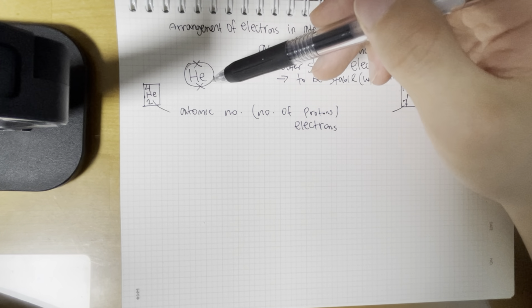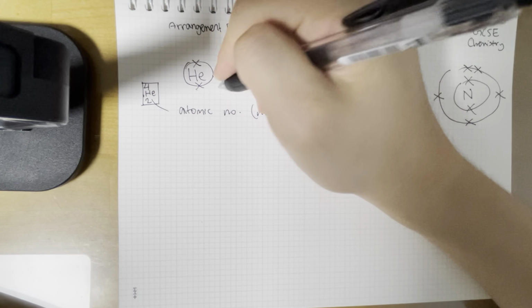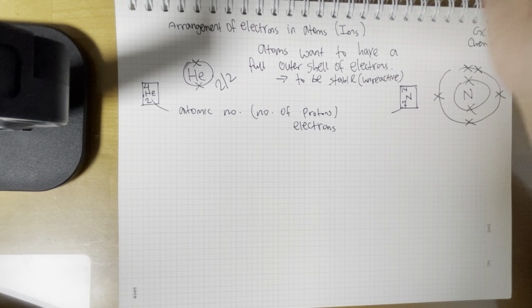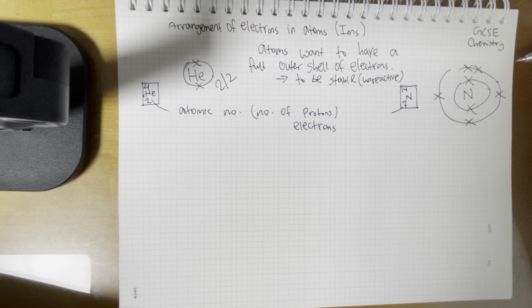The first shell can hold a maximum of 2 electrons. So this helium currently has a full outer shell of electrons because it has 2 out of the 2 possible spaces in its outer shell. However, everything after the first shell, we count the shells from the inside, so this is going to be the second shell, right? The second shell can accommodate a maximum of 8 electrons. The third shell can accommodate a max of 8 too. The fourth one too. So everything but the first shell can hold a maximum of 8 electrons.